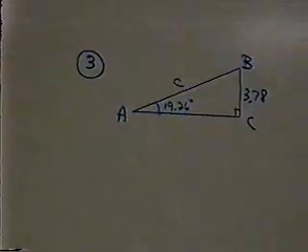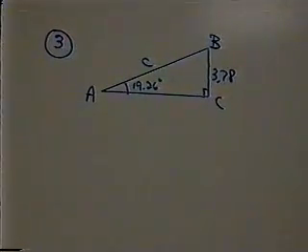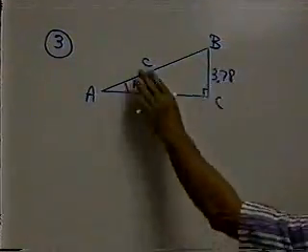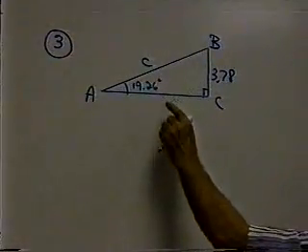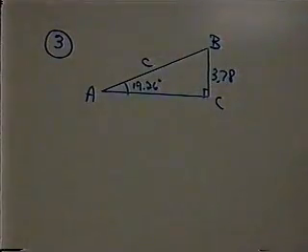Okay. Number 3 is just another way of writing it. In the notes it says angle A is 19.2666 degrees, and side A is 3.78. Find the other sides, or the other parts, or find just one part. So let's just say that we want to find just the part C. We're not looking for everything this time.